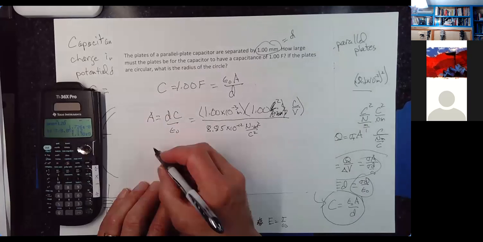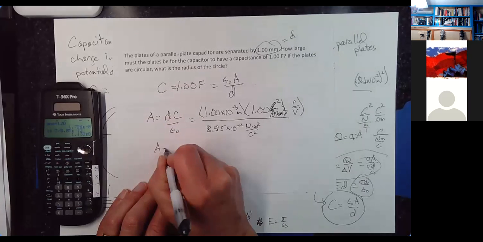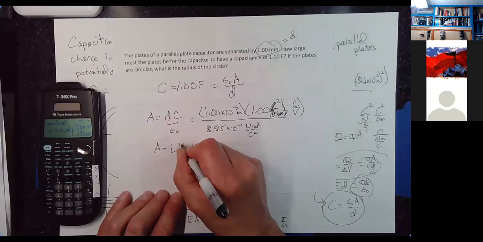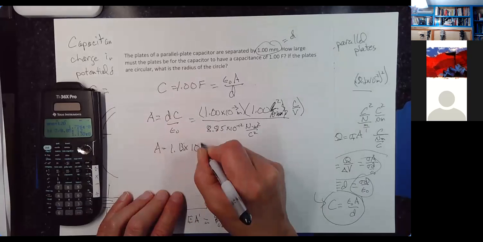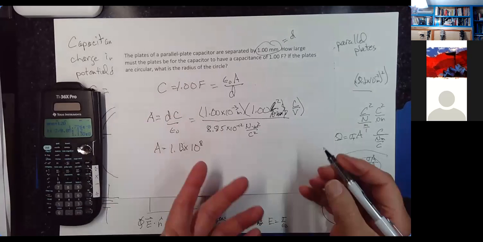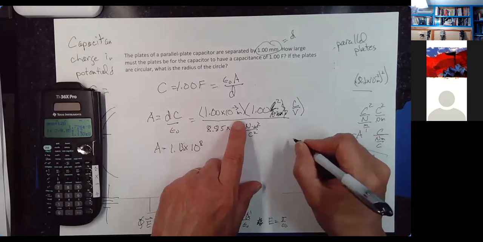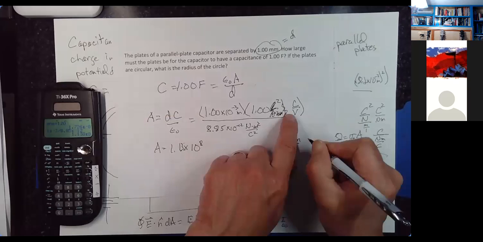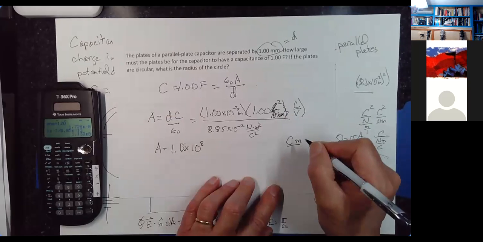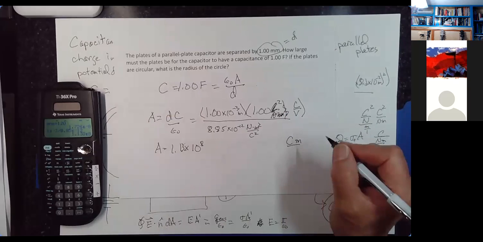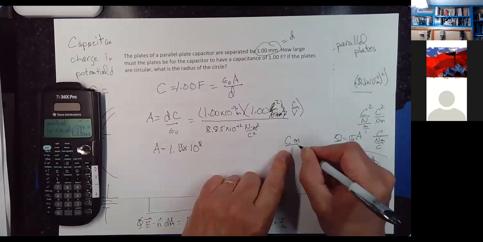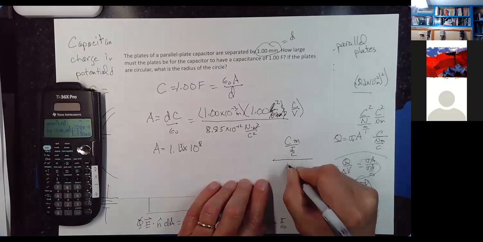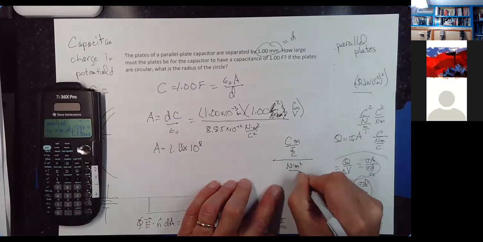Which looks like 1.13 times 10 to the 8th, whatever units squared we're going to end up with. It looks like I'll have a Coulomb meter over a volt, but a volt is a joule per Coulomb. And then on the bottom, I've got Newton meters squared per Coulomb squared.